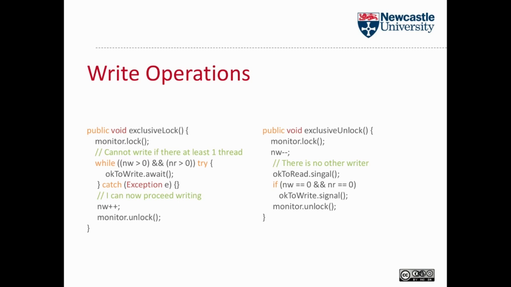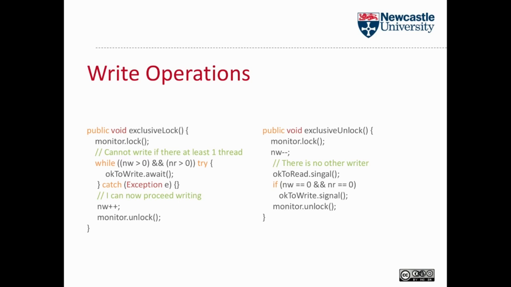So it should be like an OR. Sorry about that. Should be an OR. So if I have that while the number of writers is actually greater than 0, or the number of readers is actually greater than 0, then I'm trying to do OK to write, and then I'm awaiting.